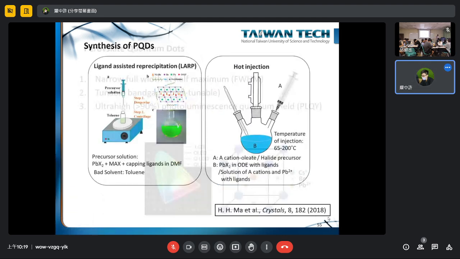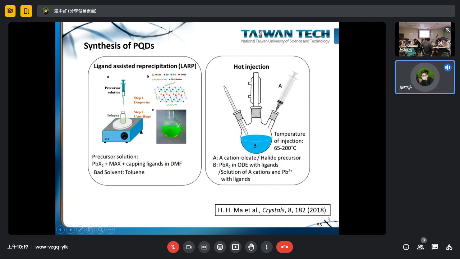So this is the synthesis of quantum dot. At the first part of today's lecture, I said that the exfoliation of graphene actually received the Nobel Prize, right, in like 2004 or something. And the synthesis of quantum dot also received the Nobel Prize last year.